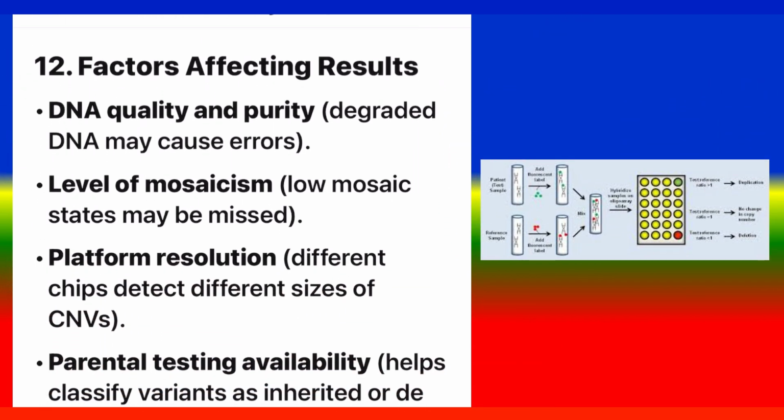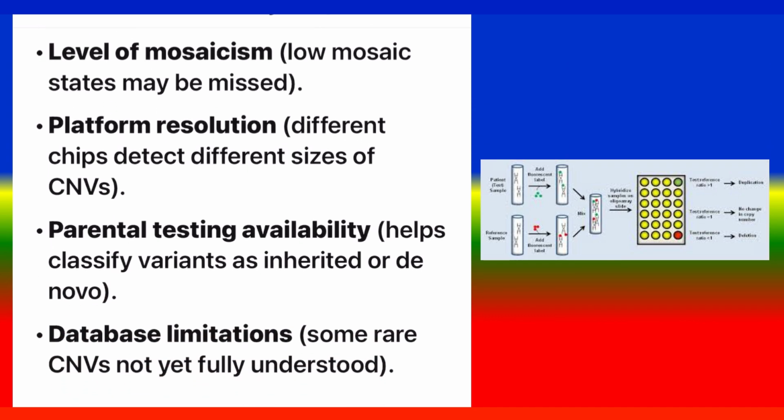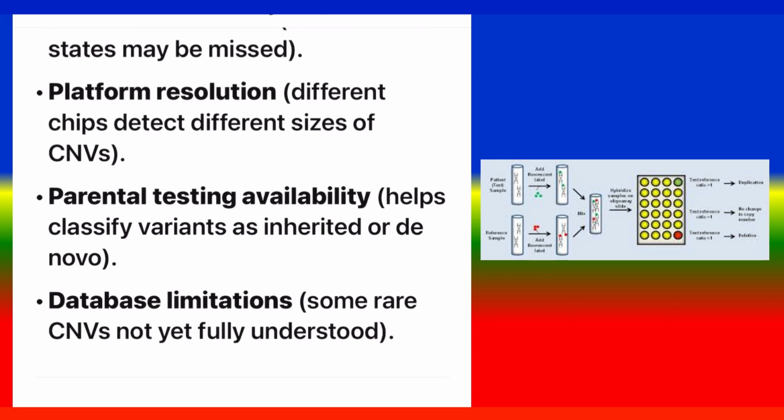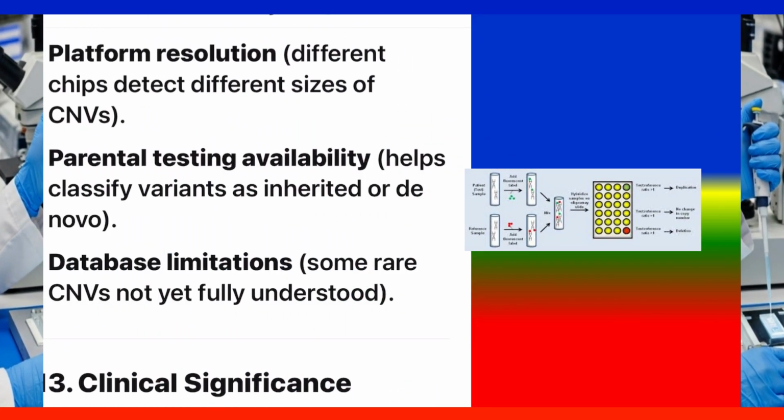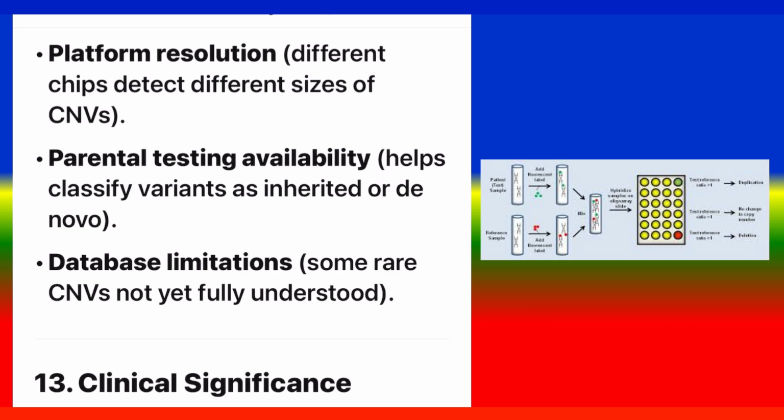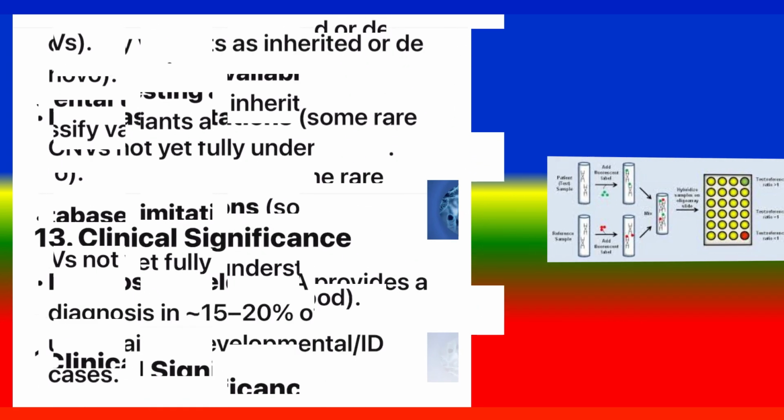12. Factors affecting results. DNA quality and purity: degraded DNA may cause errors. Level of mosaicism: low mosaic states may be missed. Platform resolution: different chips detect different sizes of CNVs. Parental testing availability: helps classify variants as inherited or de novo. Database limitations: some rare CNVs are not yet fully understood.